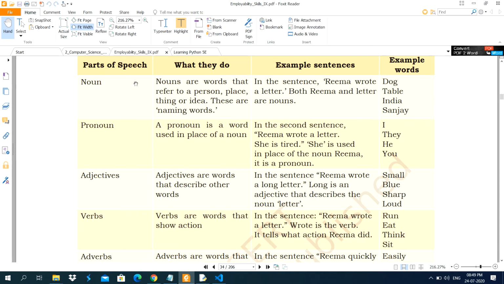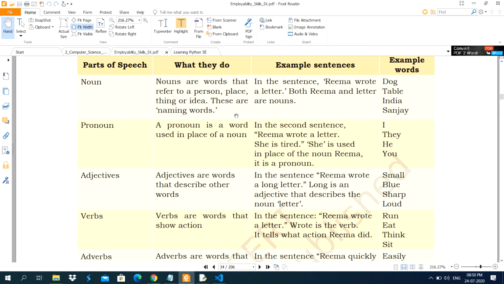First is noun. What do they do? Nouns are the words that refer to a person, place, thing, or idea. These are naming words. In this video, I am explaining from the NCERT book. Why am I explaining from this book? Because it is mandatory to read this book. You can read parts of speech from any English grammar book, but it is not an effective way. You have to understand the purpose of employability skills.